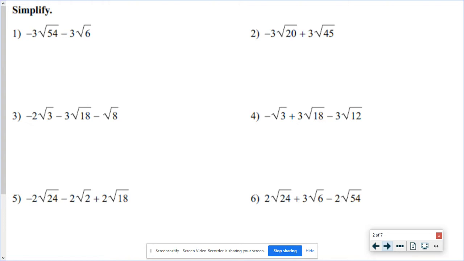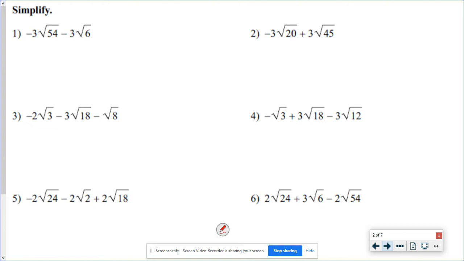So these 6 problems are from our most recent topic, which was adding and subtracting radicals, which means we have to first simplify each of the parts and then see which ones are like terms, which things would match and could go together. So I'm going to take a look at number 3.